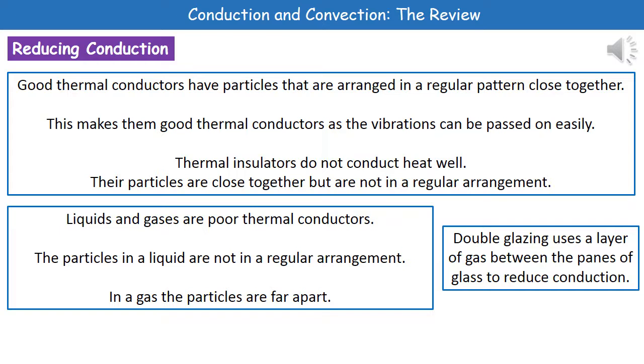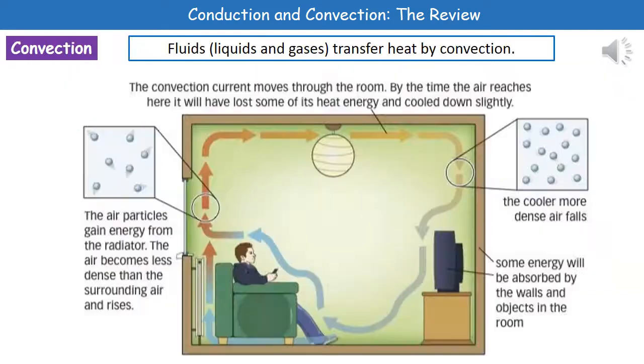So we can apply that knowledge in our homes if we want to reduce conduction. If you think about double glazing, which lots of us have in our houses these days, there are two panes of glass, and between them there is a layer of gas. The heat is going to be able to travel by conduction through the pane of glass, but then it hits that layer of air. Because the air is not very good at conducting the heat, it reduces the energy loss through conduction.